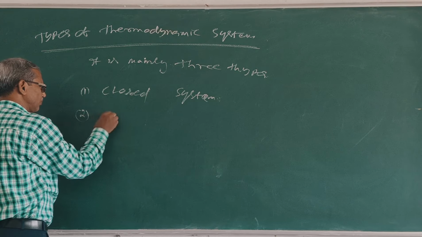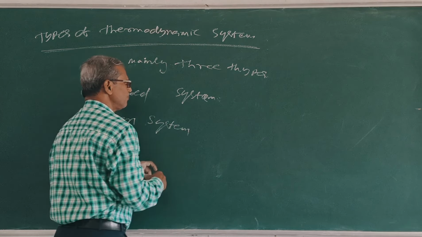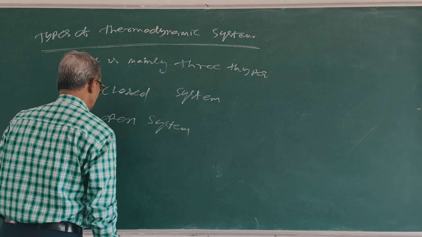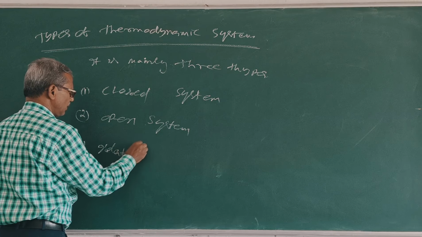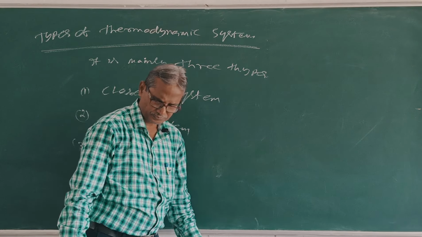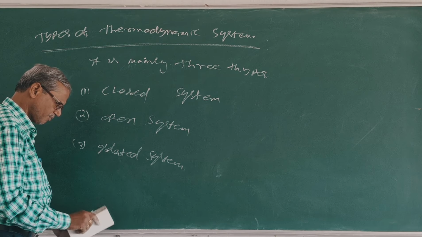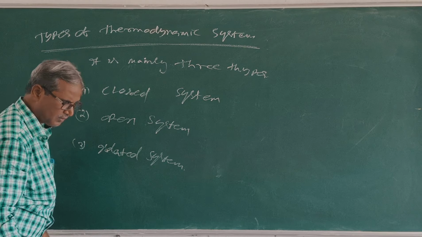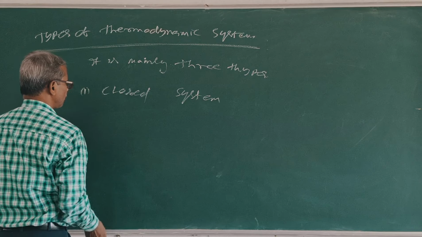Number two, open system. Number three, isolated system. Clear? Number one, closed system.